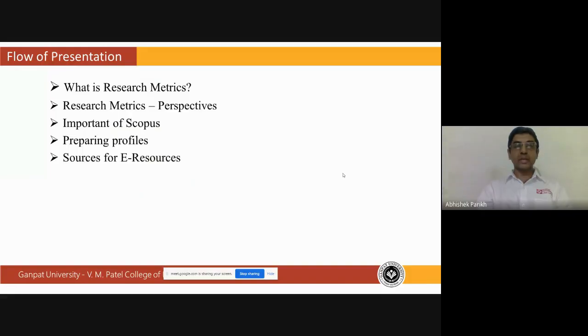As we all know, nowadays a simple publication is not counted whenever we want to show our research profile. So what is the importance of Scopus when we talk about the Scopus author profile? That also we will cover in today's session, along with preparing a profile on Scopus, and then in the last, based on the availability of time, we'll cover a bit about the sources for e-resources.